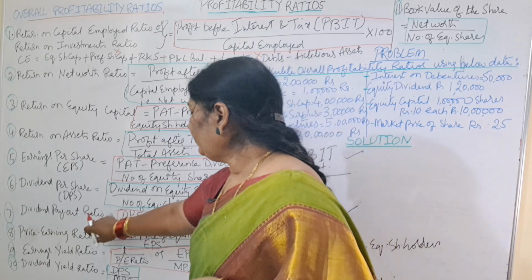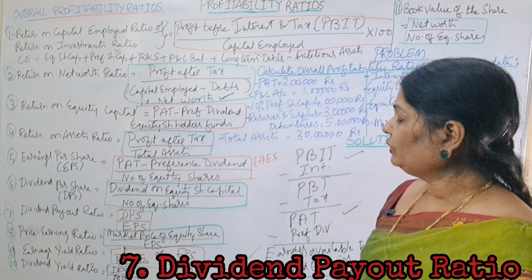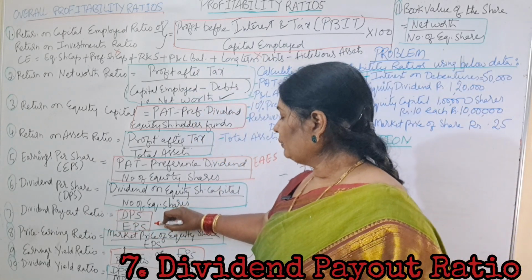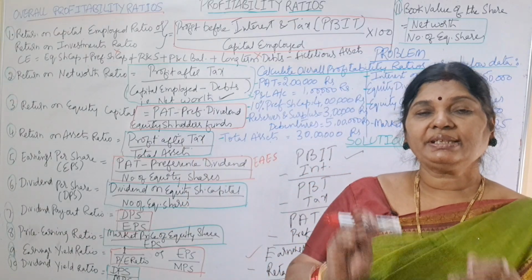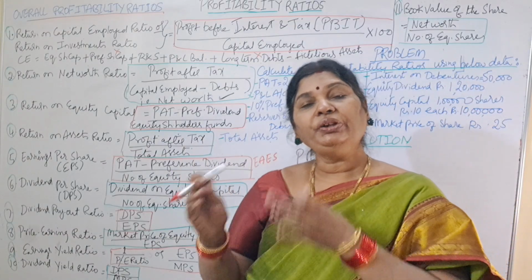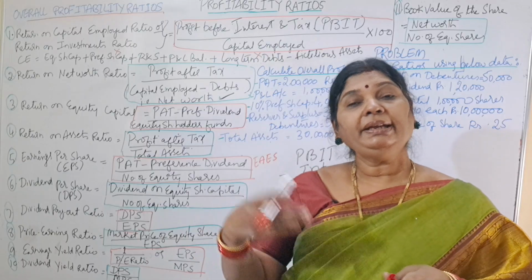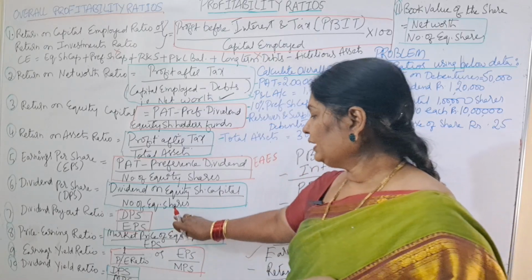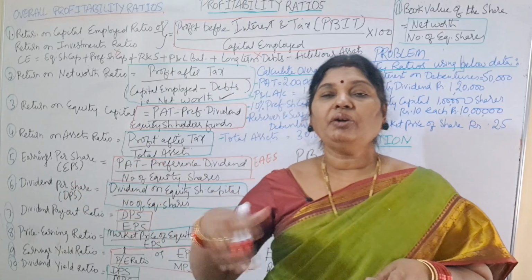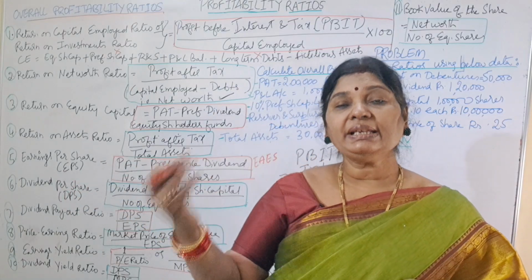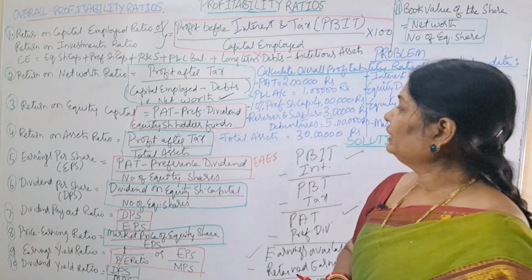Next, dividend payout ratio. Here you will see, out of the EPS amount, how much they are giving as dividend. If the EPS amount is 20 rupees, but the company is paying only 10 rupees as dividend, we can know that by seeing the dividend payout ratio. Out of the EPS amount, how much they are paying as dividend. Right?